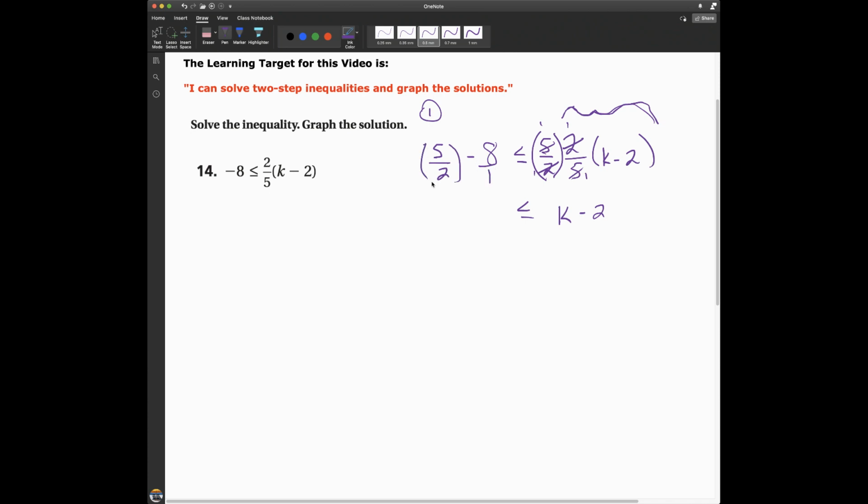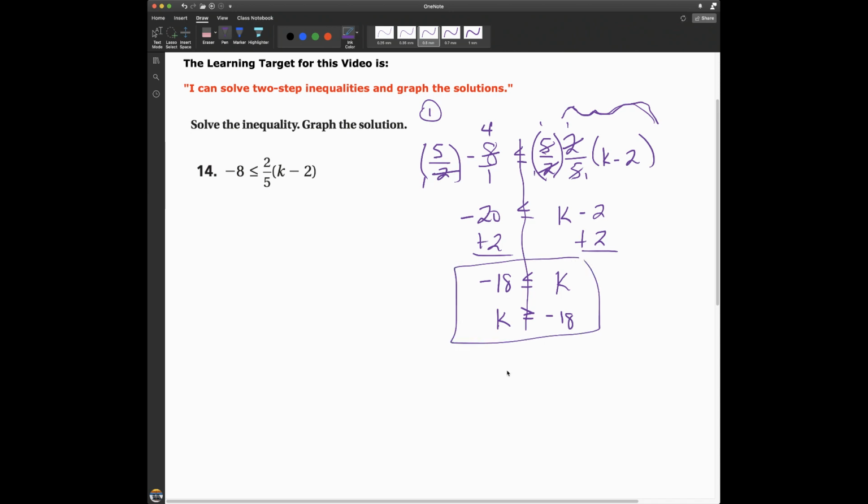And when I do that, I can see that there's canceling here. So this is just going to be 5 times -4, which is -20. And then I can go ahead and add 2 to both sides. I forgot my line down here. And I get k. The sign doesn't change. -20 plus 2 is -18. Or I could write this as k is greater than or equal to -18.